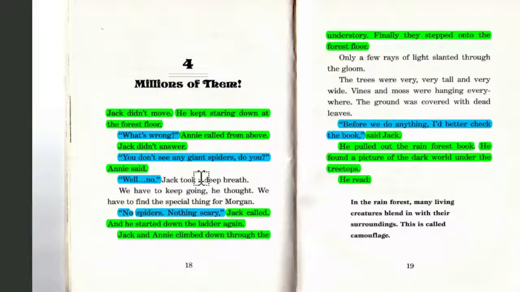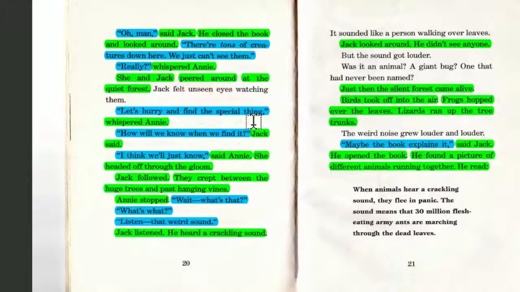So Jack took a deep breath. That's an action that shows a feeling, so it gets orange. We have to keep going, he thought, is orange. We have to find the special thing for Morgan is a continuation of that thought. Over here we have setting because we're describing the light and the trees and everything. We're leaving the excerpt alone. Look on the next page. Jack felt unseen eyes. That's definitely a feeling.